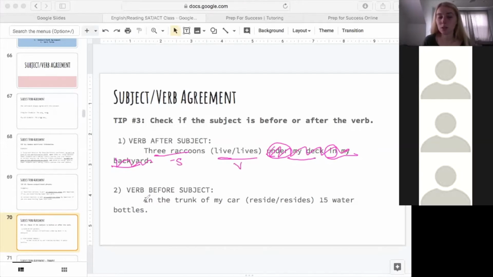Now in our next one, we have in the trunk is a prepositional phrase. Of my car is a prepositional phrase. So remember, cross off all prepositions. So now I'm just left with reside and resides. That's going to be my verb. And 15 water bottles, that's my subject, or otherwise you could also call it a noun.